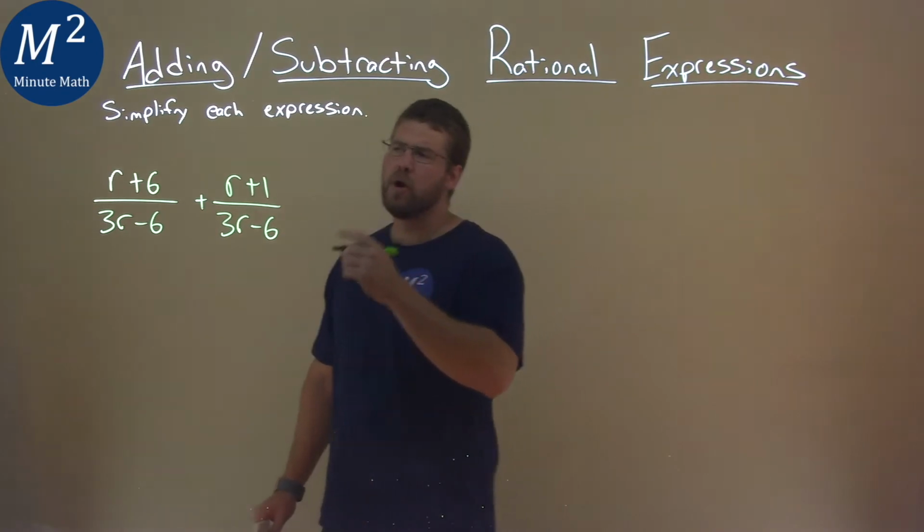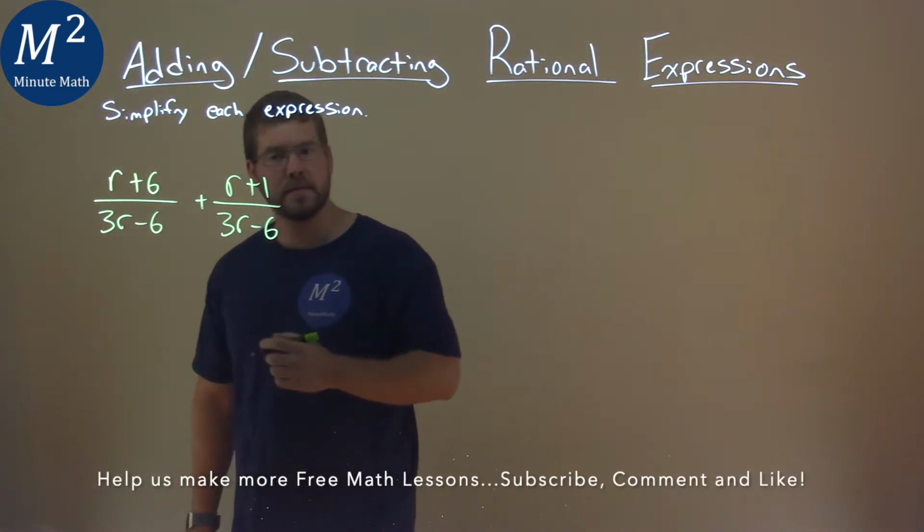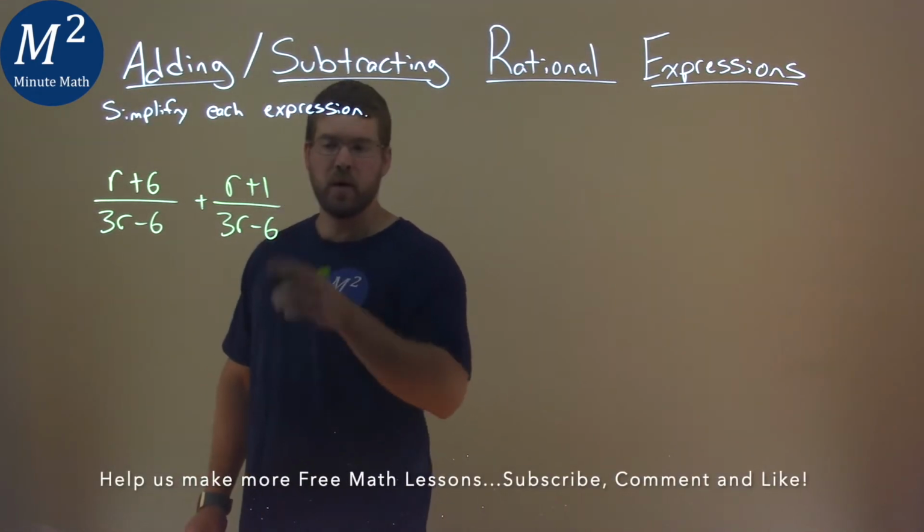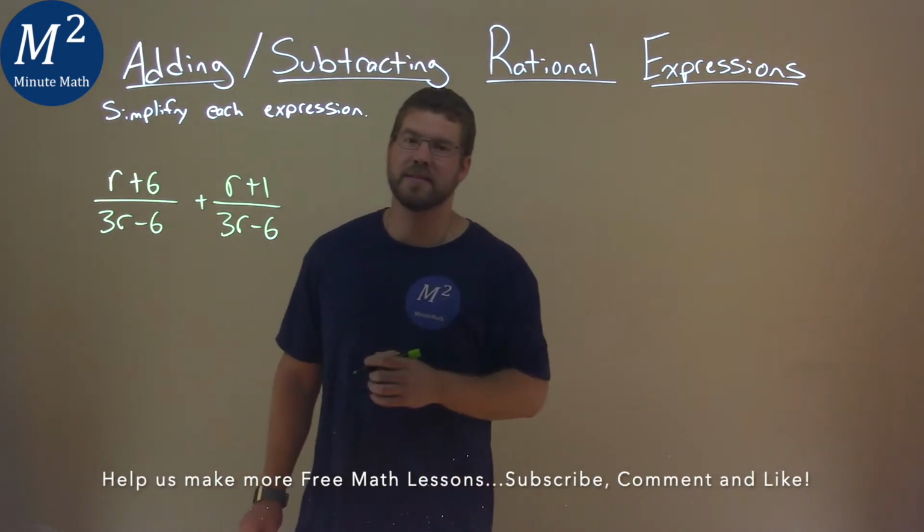We're given this problem right here, r plus 6 over 3r minus 6 plus r plus 1 over 3r minus 6. And we've got to simplify this expression.